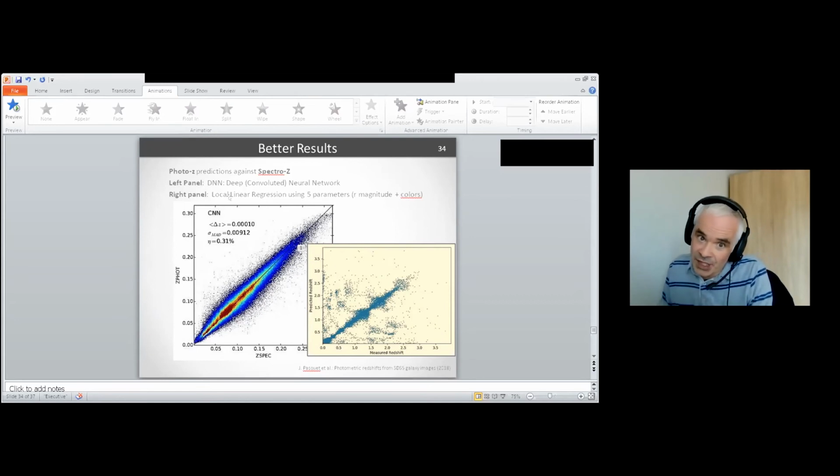It's also worth mentioning, though, that there's another method called template fitting, where you have a library of hundreds of thousands of spectra and you try to match them against photometry. So this approach also used some templates as well.